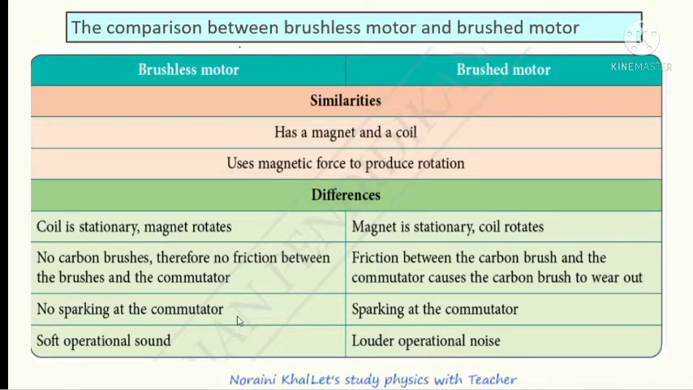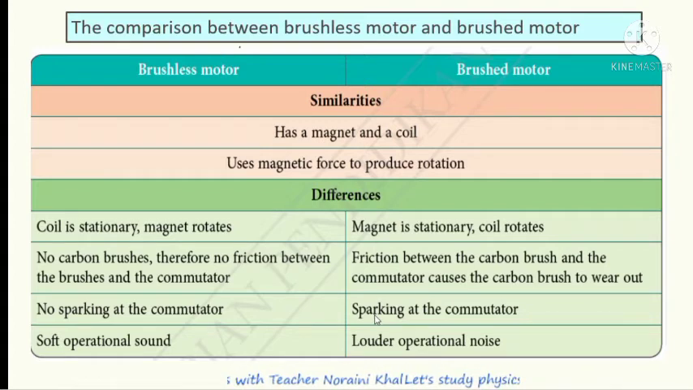No sparking at commutator for brushless motor. And then for brush motor, of course, due to friction, it will produce sparking. This will decrease the efficiency of the motor because some of the electrical energy supplied is converted to heat energy and light energy.